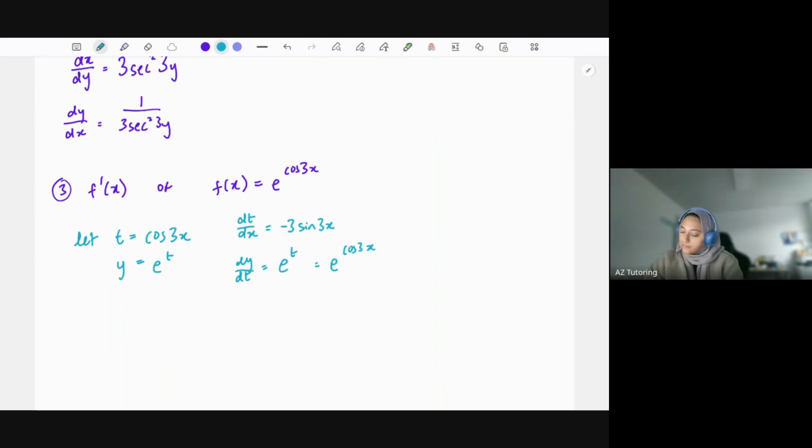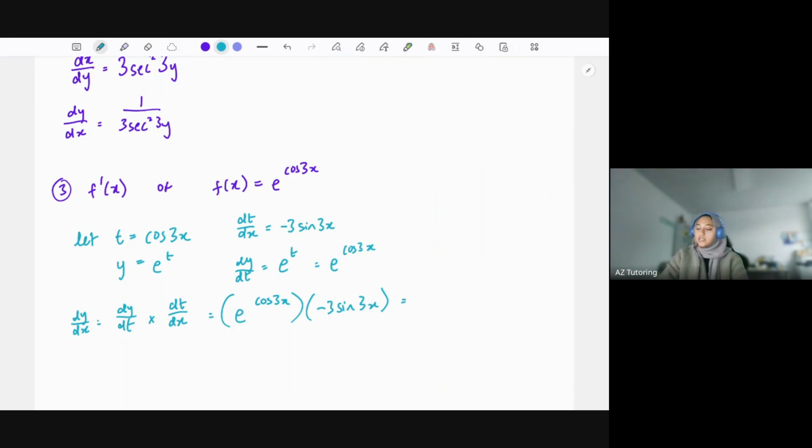Okay, now we just need to substitute into the chain rule. dy over dx equals, remember, dy over dt times dt over dx. I wouldn't say memorize this chain rule, just understand that the two dt's cancel, which is why the chain rule works. So dy over dt, which we just said is e to the power of cos 3x, times dt over dx, which is minus 3 sine 3x.